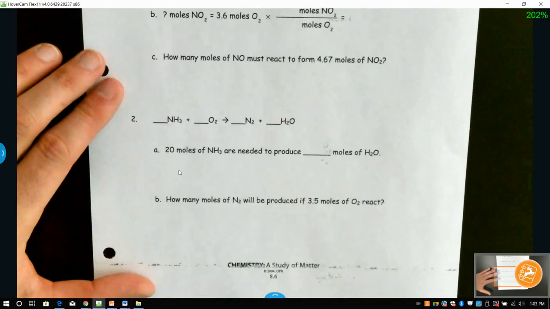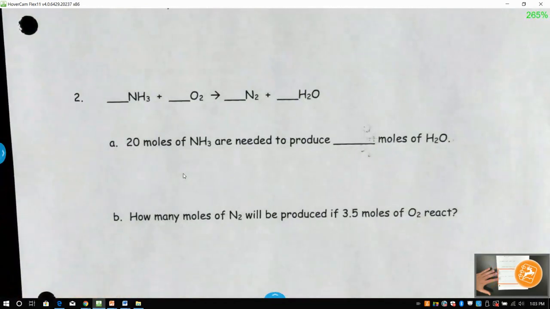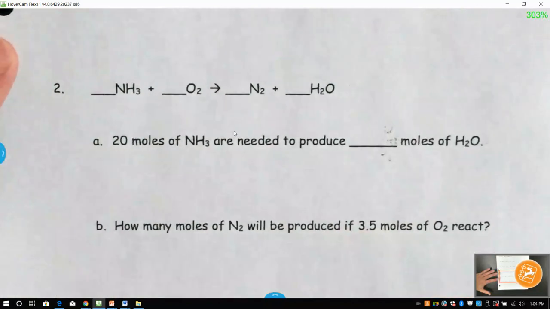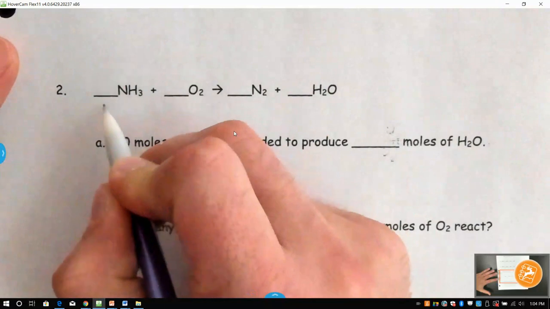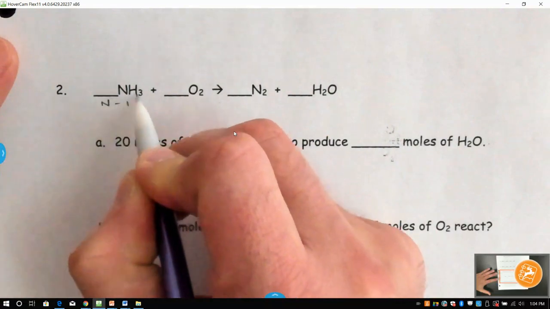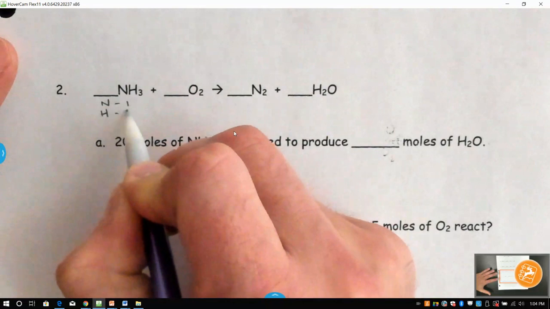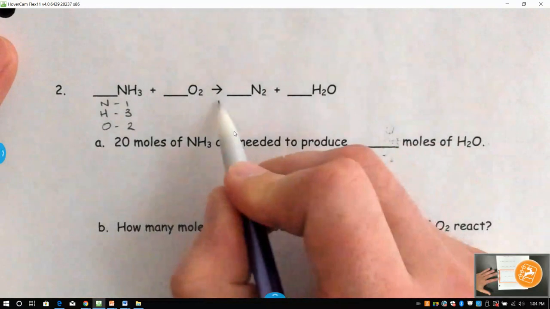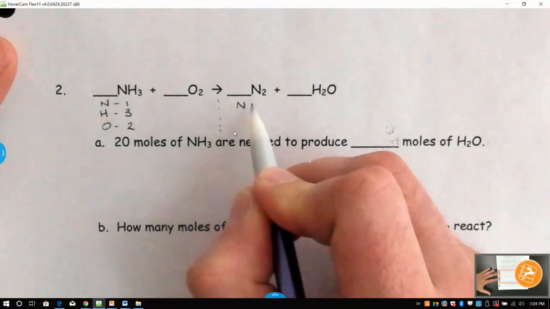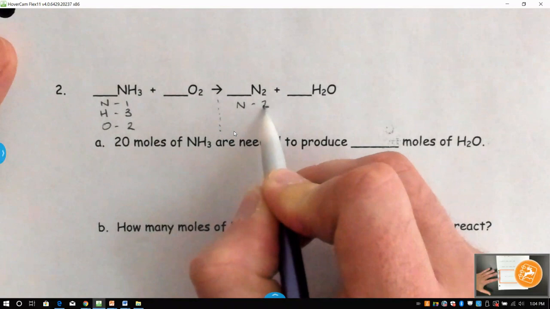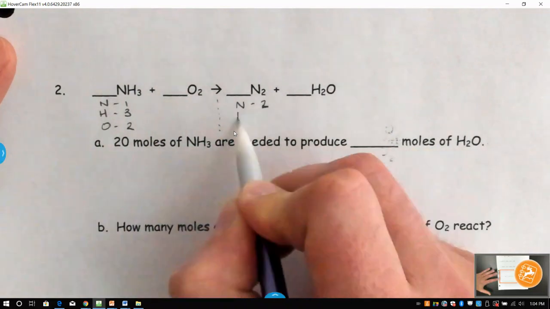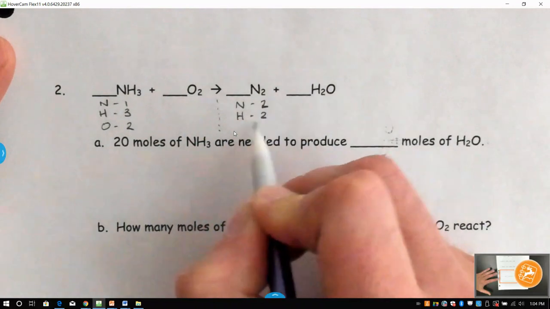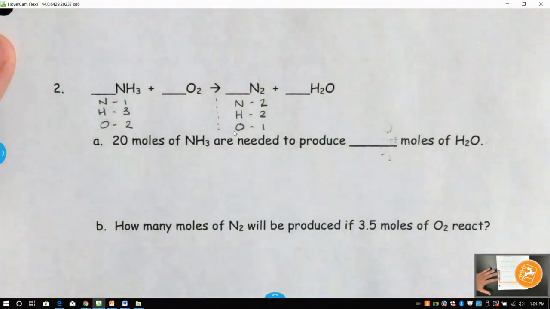All right. So in number two, guys, we have to balance our equation first before we can accomplish these. Again, we spent quite a bit of time with this. So break these down. We have N, there's only one of them. H, we have three. And then we have O, where we have two. Other side, it's not impossible. I'm gonna show you a shortcut. Okay, we have two nitrogens, we have two hydrogens, and we have one oxygen.